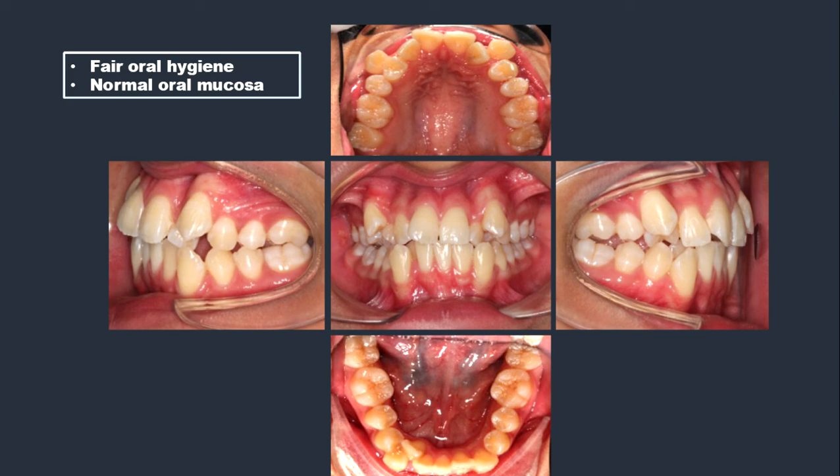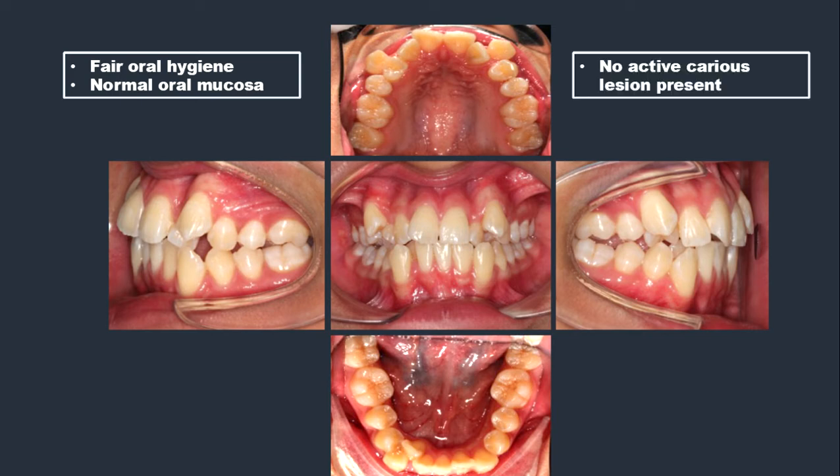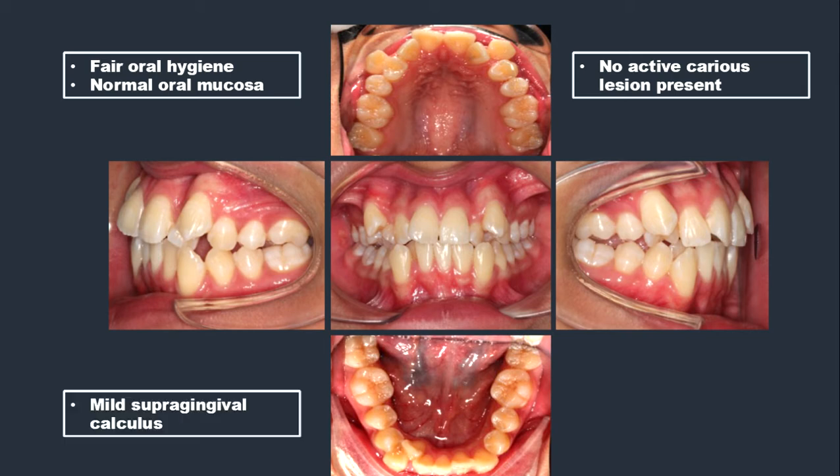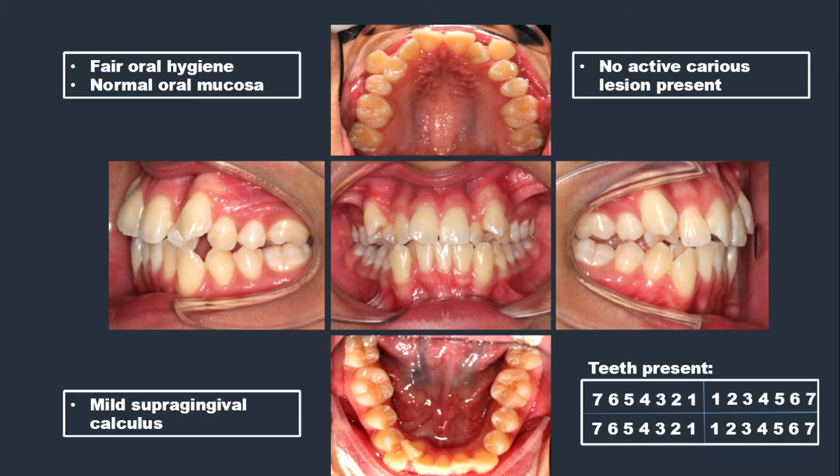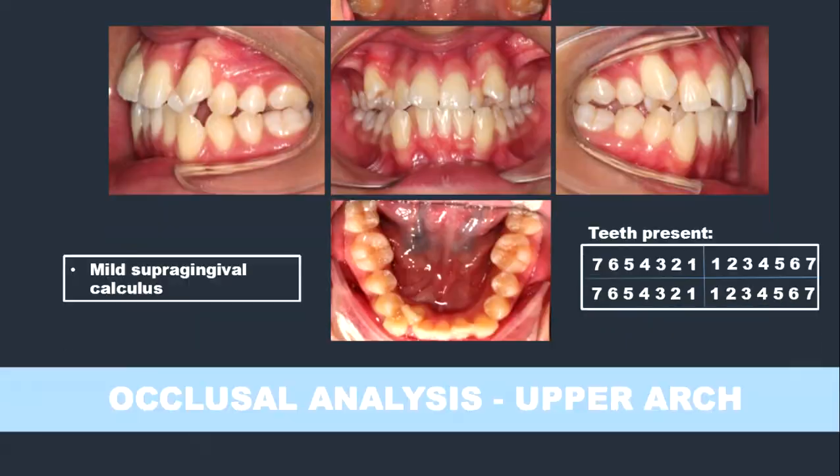This patient seems to have fair oral hygiene and normal oral mucosa. There is no active carious lesion present, and all her teeth seem to be sound. Mild supragingival calculus can be seen, and the teeth present are all teeth except for all 8s.